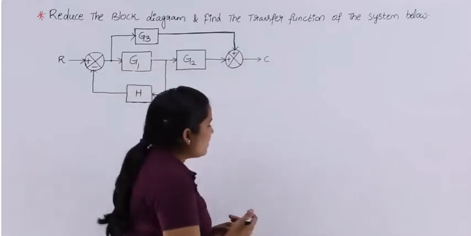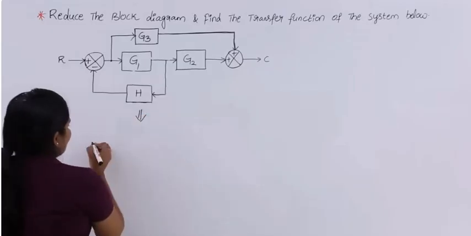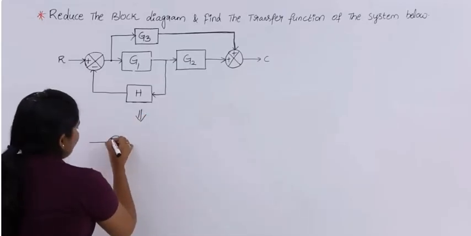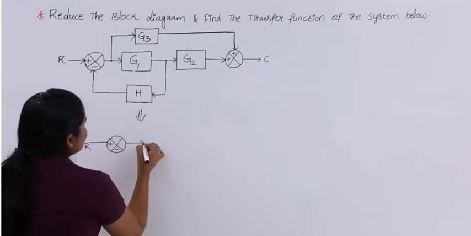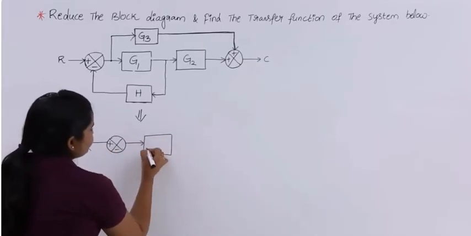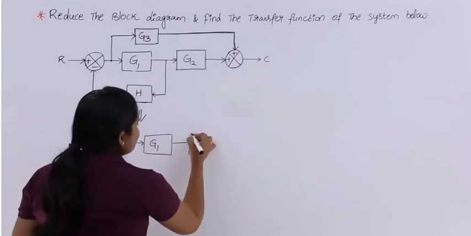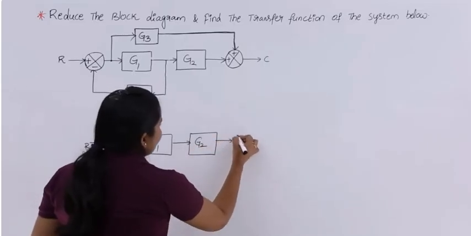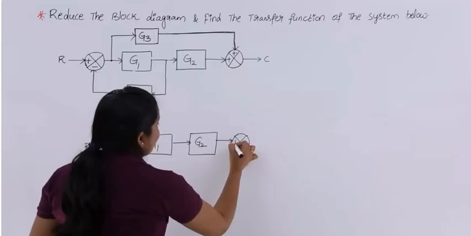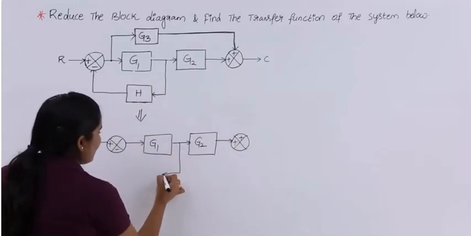So you can see I am modifying my block diagram like this. So here I am having a summing point like this, R, and here I am having G1. Here I am having G1, and here I am having G2, my G2 like this, and here I am having another summing point like this. And from here to here I am having a feedback path.